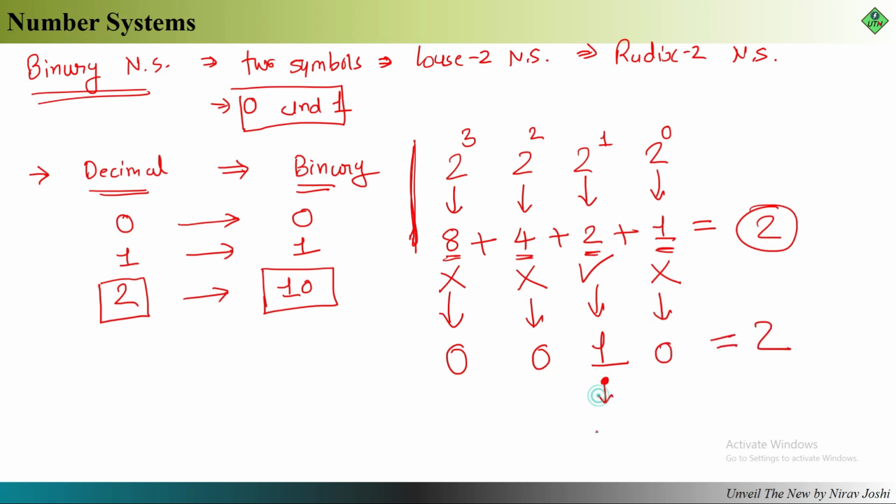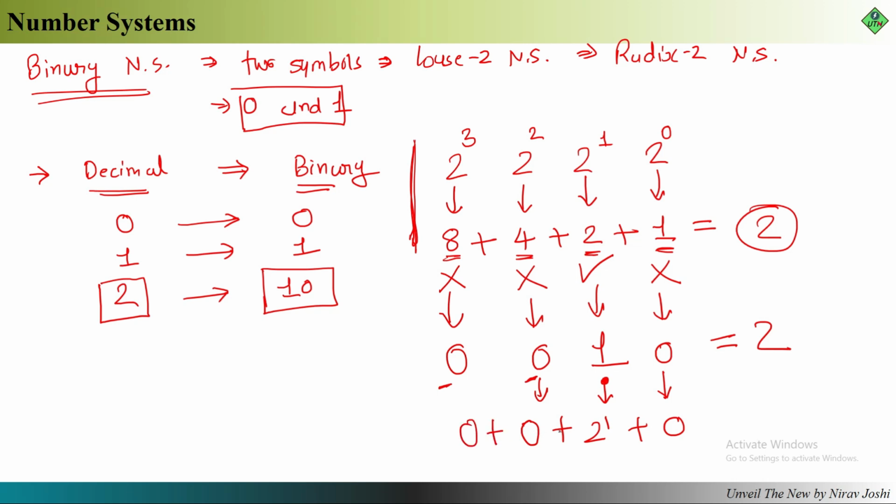This 1 represents 2 to the power 1, so this 1 represents 2. This 0 represents 2 to the power 0, but as the value is 0, it will not be counted. Right? This 0 represents 2 to the power 2, but as the value is 0, it will not be counted. So it will be read as 0. This 0 represents 2 to the power 3, but as the value is 0, it will not be considered. It will be read as 0.